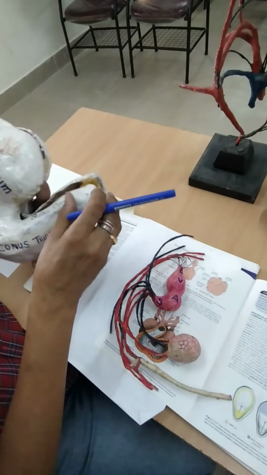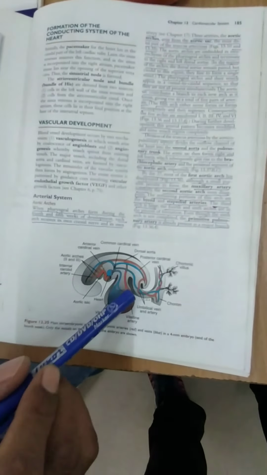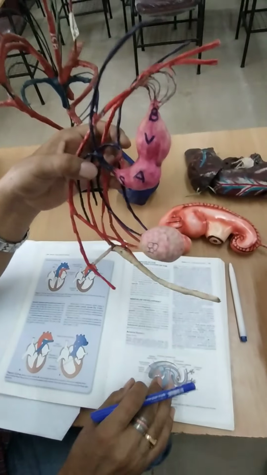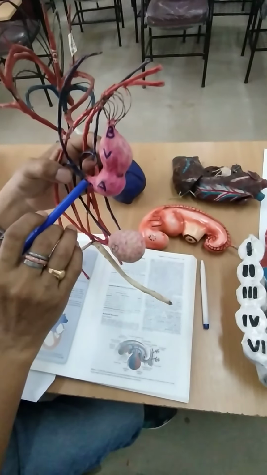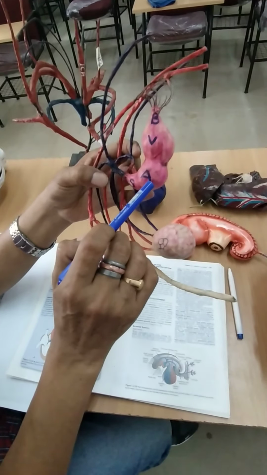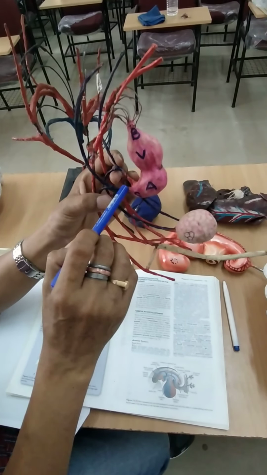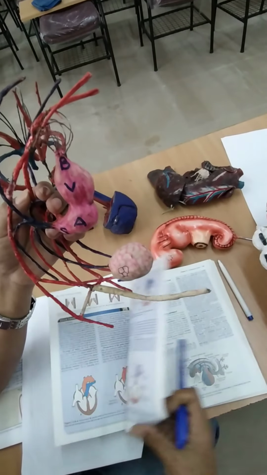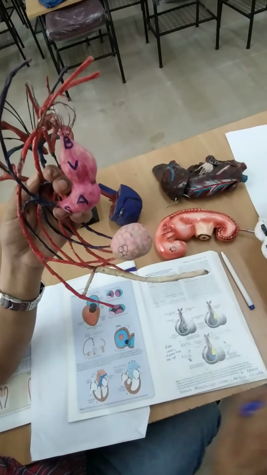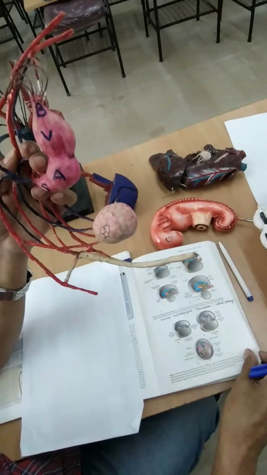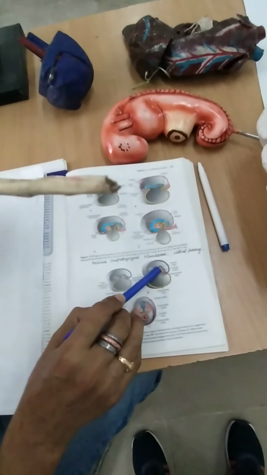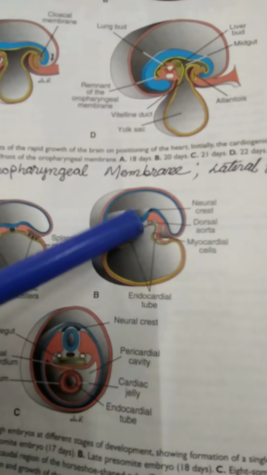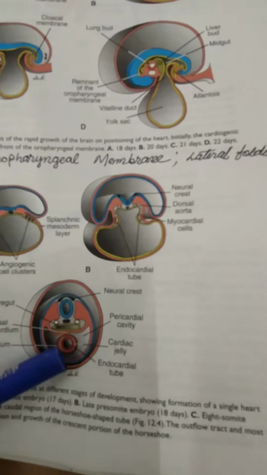Then this is the fetal arch arteries. Here you can also see the model, following this diagram. This is the bulbus cordis, ventricle, atrium, and sinus venosus. This is the venous end and this is the arterial end. As per this diagram, this is the dorsal aorta, and ventrally this is the fused heart tube.